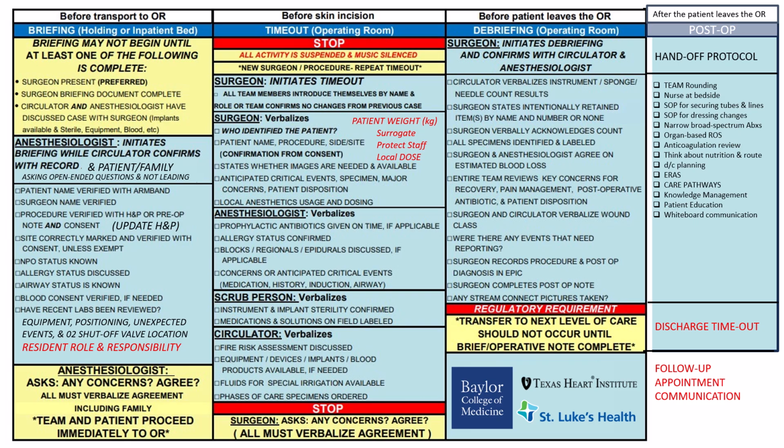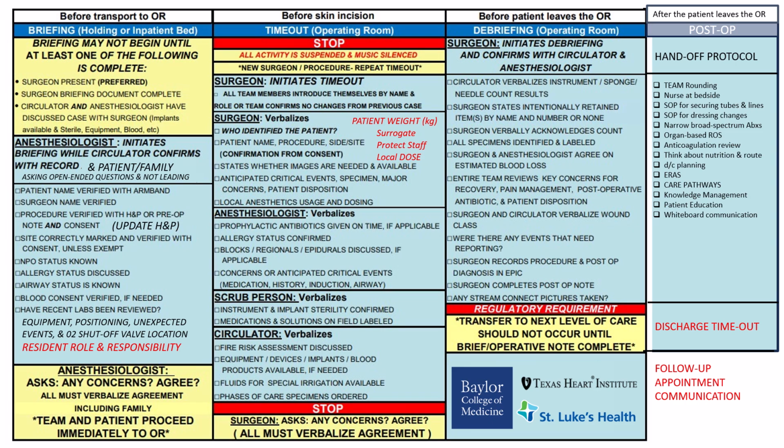The anesthesiologist verbalizes confirmation of these discussions and talks about prophylactic antibiotics, allergy status, local regional blocks, concerns for critical events, discussing the patient's medication history, induction and airway plan. The scrub person verbalizes instruments and implants, makes sure that everything we need is present, reviews medication and solutions, and makes sure they are appropriately on the field and labeled.